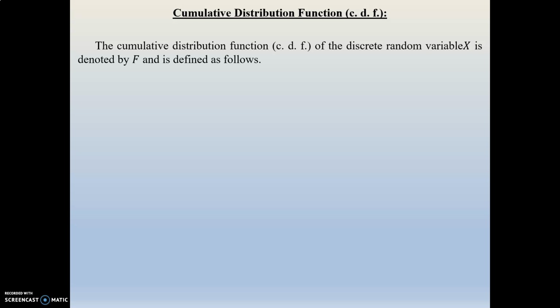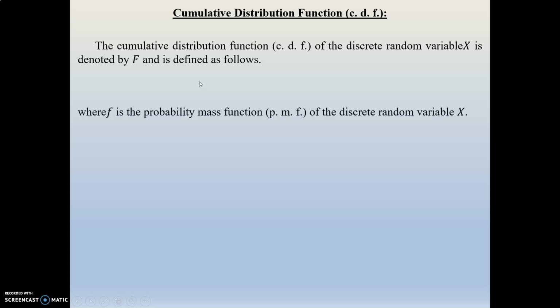So cumulative distribution function. The cumulative distribution function CDF of the discrete random variable x is denoted by capital F and is defined as follows. F of x is equal to probability of x less than or equal to x, is equal to sigma over xi less than or equal to x of p of x equal to xi, or you can write this as sigma over xi less than or equal to x of pi, which is sigma over xi less than or equal to x of f of xi, where f is the probability mass function, the PMF, of the discrete random variable x.